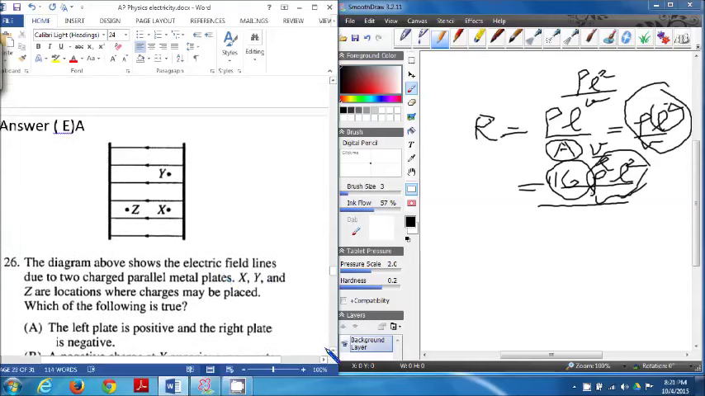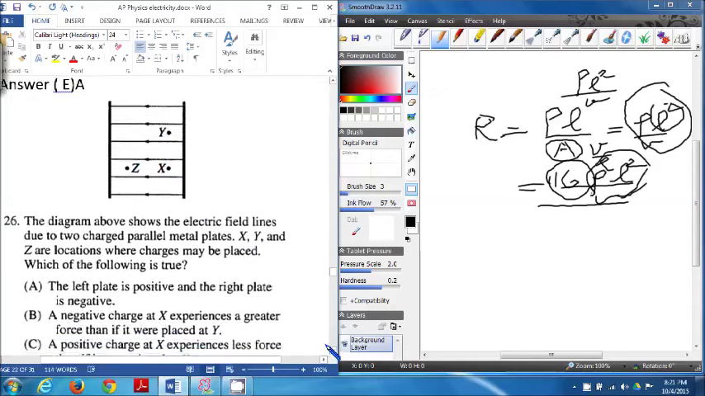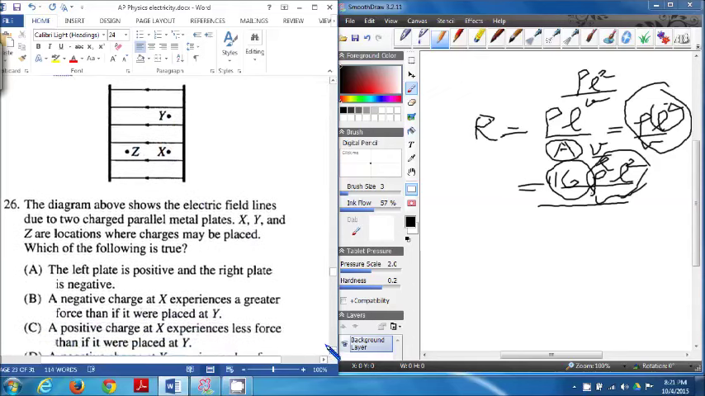The diagram above shows the electric field lines due to two charged parallel metal plates. X, Y, Z are locations where charges may be placed. Which of the following is true? Now, the left plate is positive and the right plate is negative.